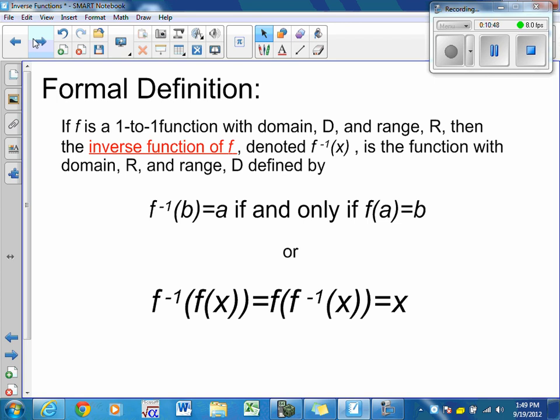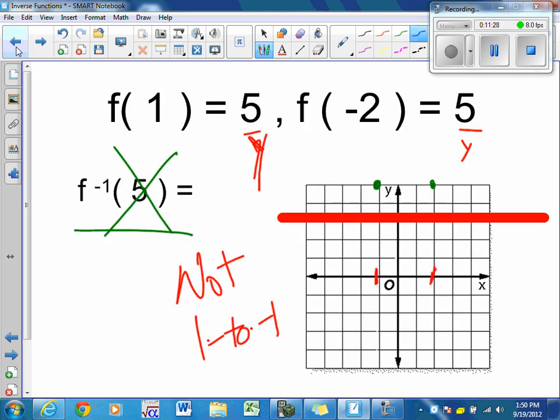So here's our formal definition then. Let's actually get to some formal stuff. If a function f is 1-to-1 with the domain D and the range R, then the inverse, denoted f to the negative 1, exists only if these are true. Some parts of this are in your notes. This is what we already did: if f inverse of b equals a, then f of a equals b. X's and y's get switched. We also did this, which says if you take the composition, put one inside the other, they always cancel out and you get x.